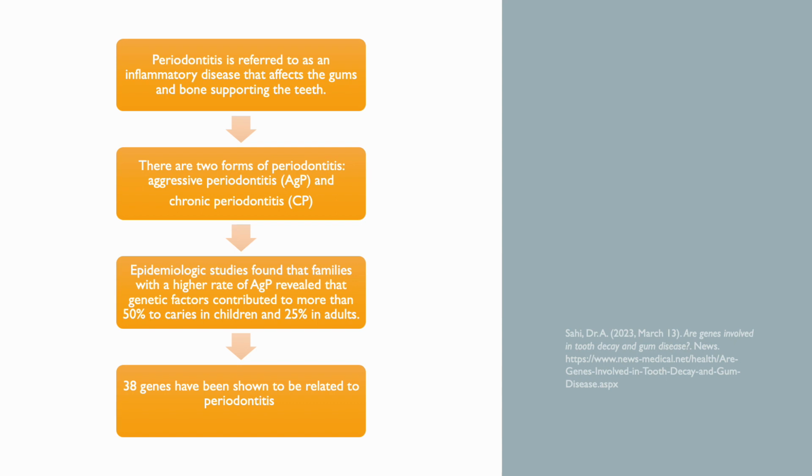Epidemiologic studies of families with a higher rate of aggressive periodontitis revealed that genetic factors contributed to more than 50% of caries in children and 25% in adults. This study also determined that there are now around 38 genes that have been shown to be related to periodontitis and periodontal disease.